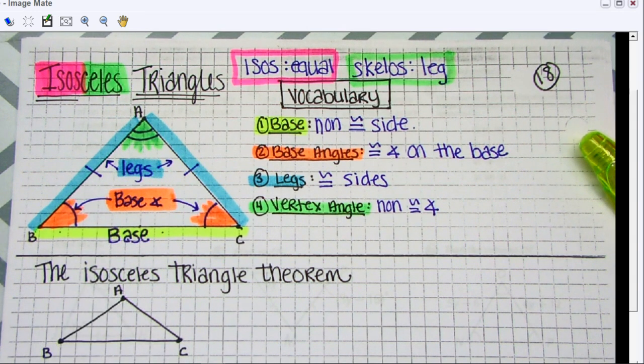So let's talk some theorems. I'll give you a second to catch up any highlighting that you need.